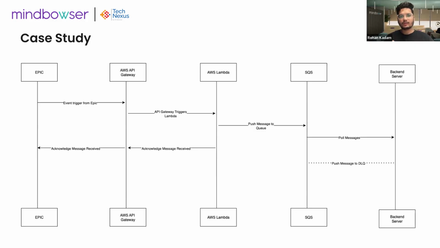So the key here is to implement a DLQ. We also implemented a DLQ here. DLQ basically means dead letter queue. It is another queue that will store all the messages that were not processed by our backend system.